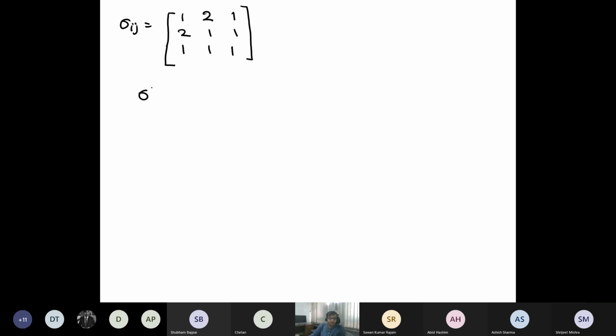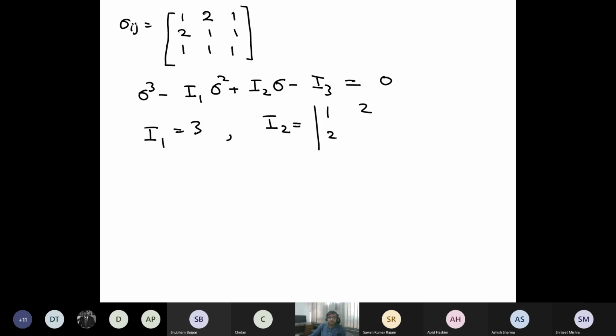For computing principal stresses, I know that I have to solve my characteristic equation, sigma cubed minus I1 sigma squared plus I2 sigma minus I3 is equal to 0. So I need to compute my I1, which directly from here is the trace of sigma. So I know that it is equal to 3, 1 plus 1 plus 1. For I2, it is equal to the determinant of 1, 2, 2, 1 plus 1, 1, 1, 1 plus 1, 1, 1, 1, right?